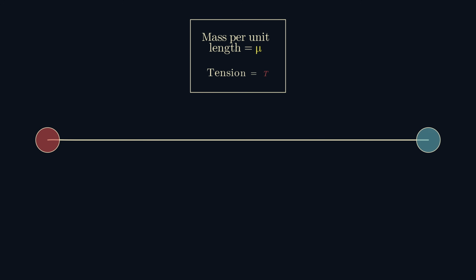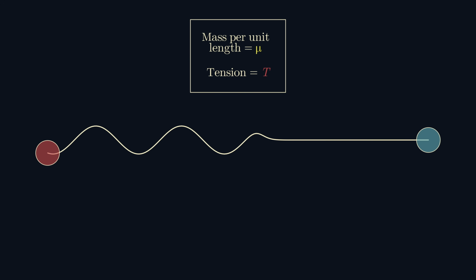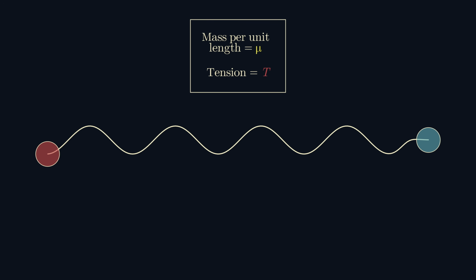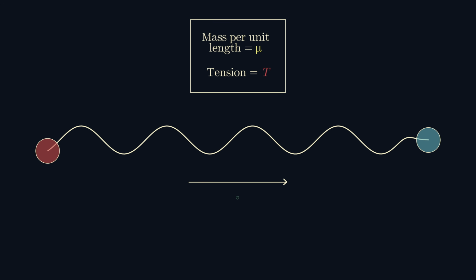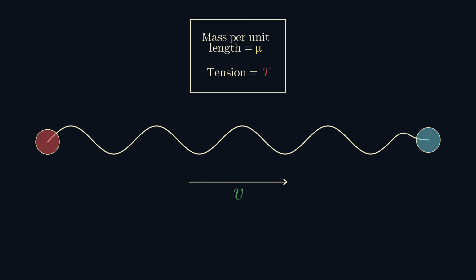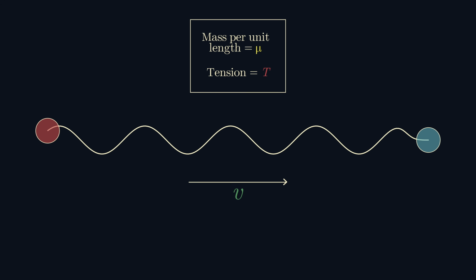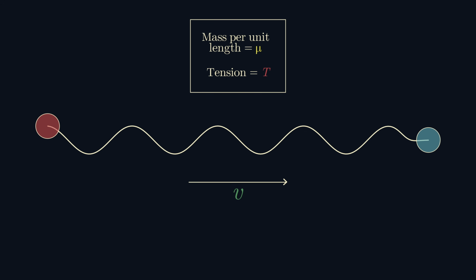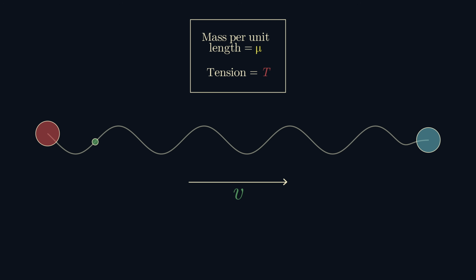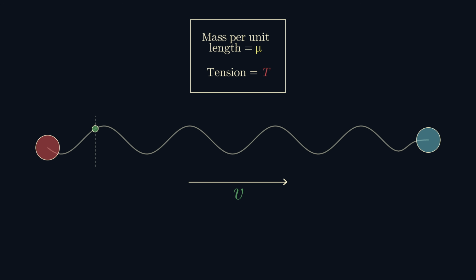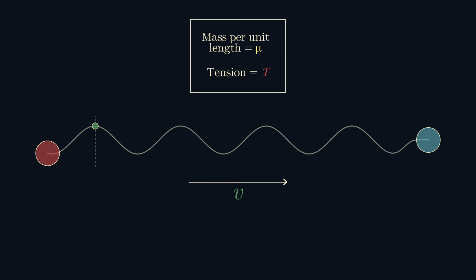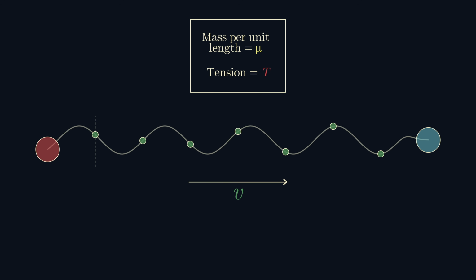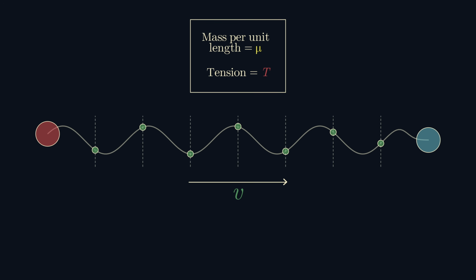Suppose you have a light, uniform piece of string, pulled under tension. One end of the string is vibrating up and down, which causes a transverse wave to propagate down the string. If we want to know how fast the wave is, we first need to understand what the wave is. Let's focus on a single point on the string. We can see it's only oscillating up and down. In fact, any point on this string is only oscillating up and down.